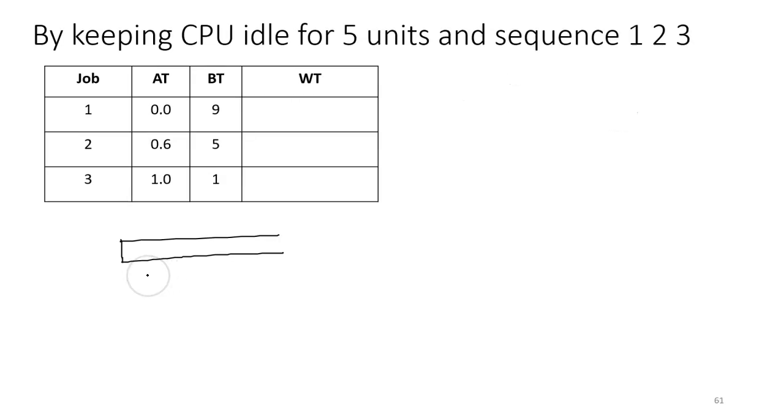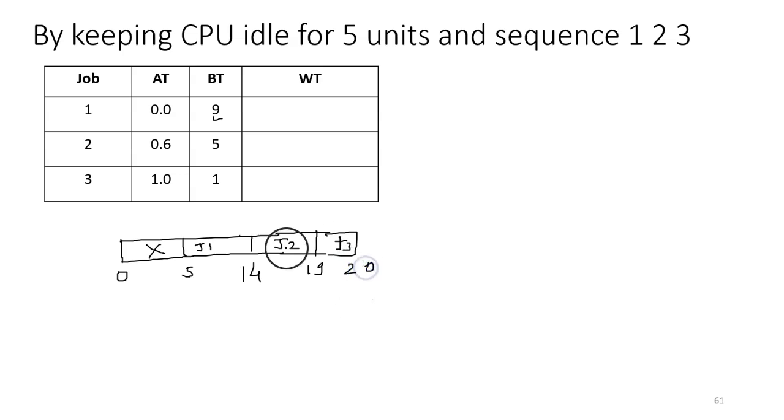So the next option is keep the CPU idle for 5 units and the sequence is 1, 2, 3. So CPU is idle here for 5 units of time. J1 will execute first, and will have CPU for 9 units of time. So total time is 14. After that J2 will have CPU for 5 units of time. Total time is 19. And J3 will have CPU for 1 unit of time.